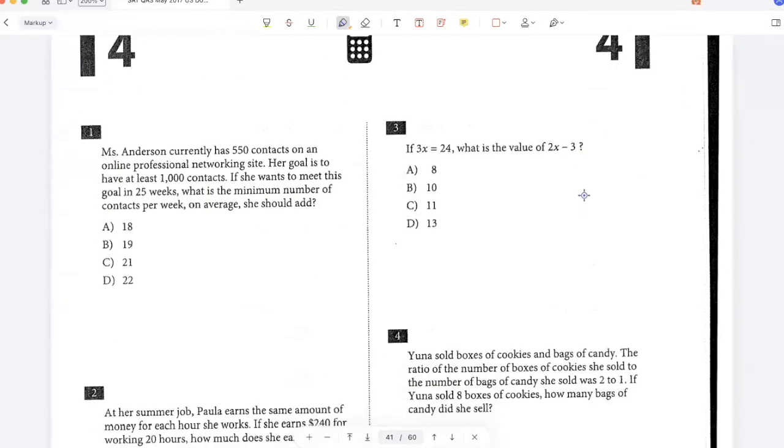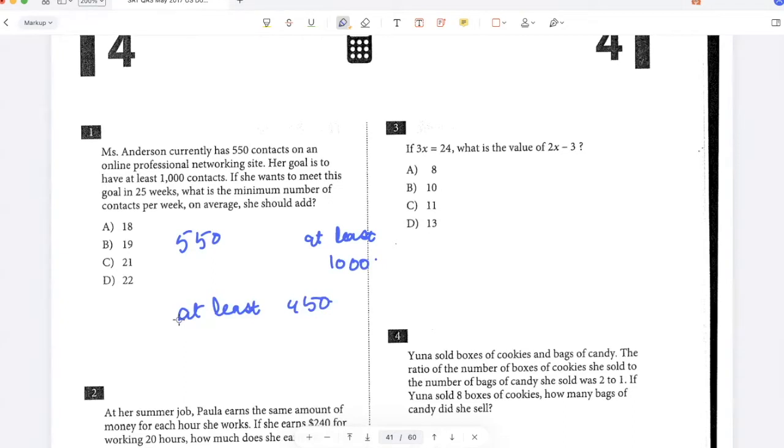Question 1. Miss Anderson currently has 550 contacts on an online professional networking site. Her goal is to have at least 1000 contacts. If she wants to meet this goal in 25 weeks, what is the minimum number of contacts per week on average she should add? Okay, so currently she has 550 and she wants to reach at least 1000, right? So what's the difference? She needs to make up at least 450, right?